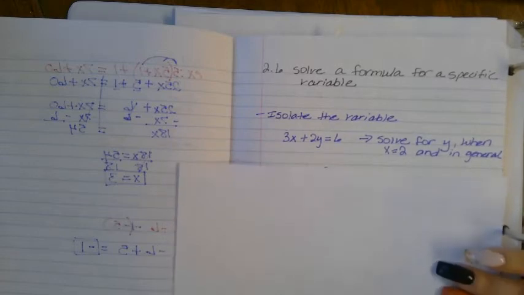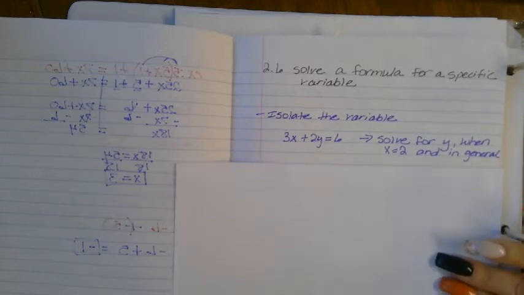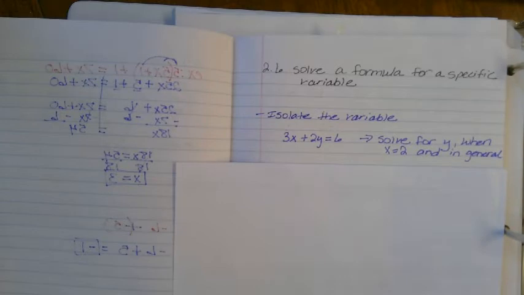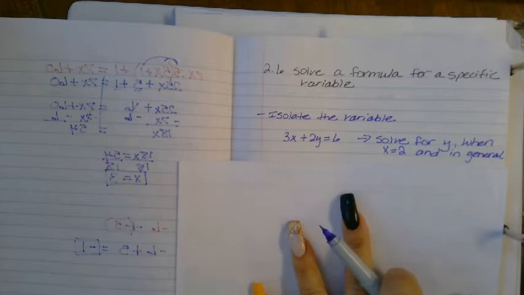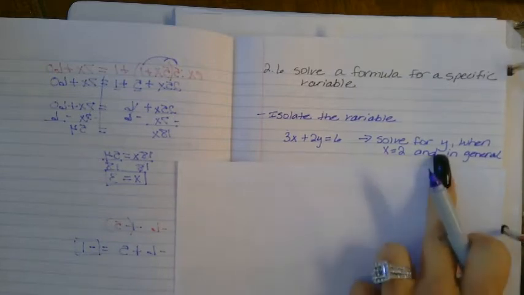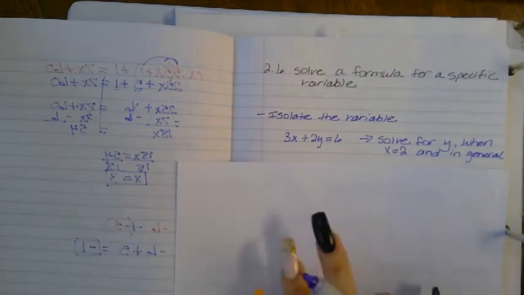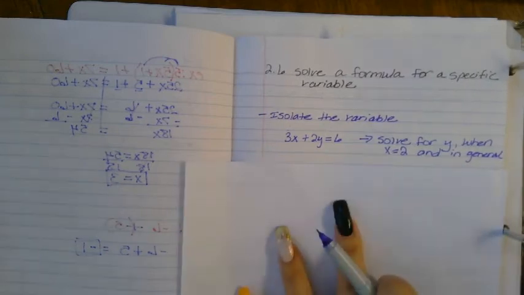Okay, so you're going to see some questions that look like this. We've already solved equations before, so it's basically the same, but we're dealing with solving for certain or specific variables this time. So this one's going to say, solve for y when x is 2 and in general. And I'll tell you what that means.